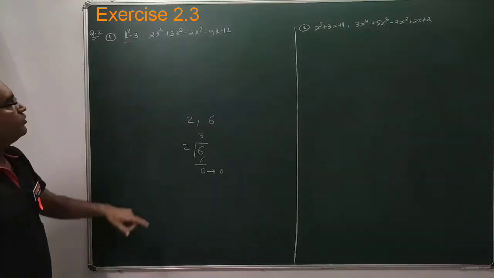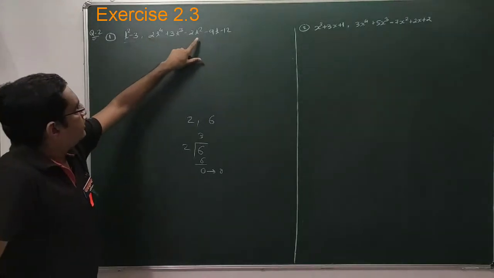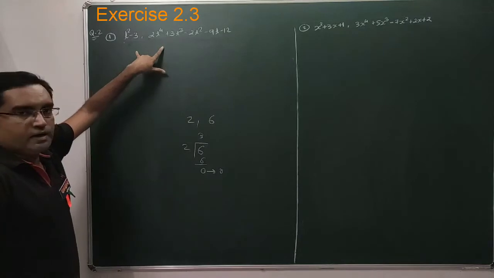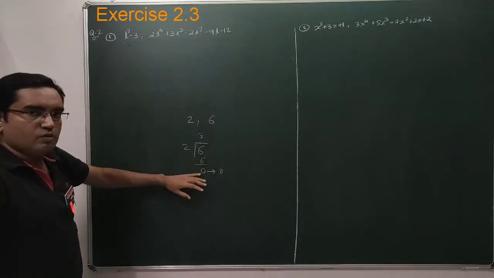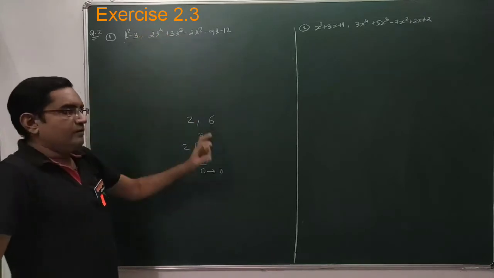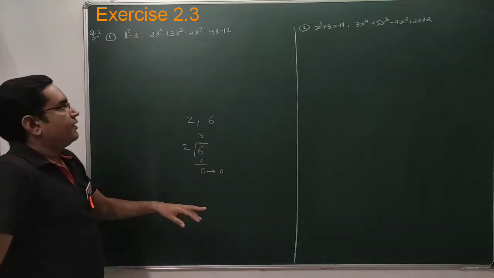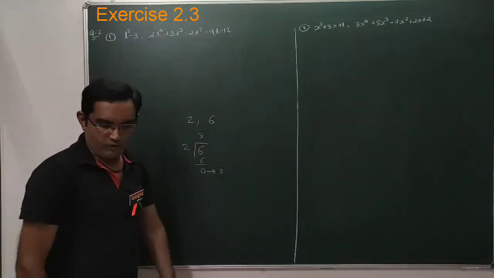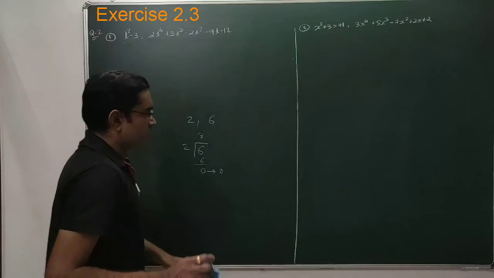For that, what you have to do? You have to divide this second polynomial by this polynomial. You have to check the remainder. If remainder after the long division comes 0, then we can say that first polynomial is the factor of second polynomial. If remainder is not 0, then we can say that first polynomial is not a factor of second polynomial. That is the concept. Clear, students?